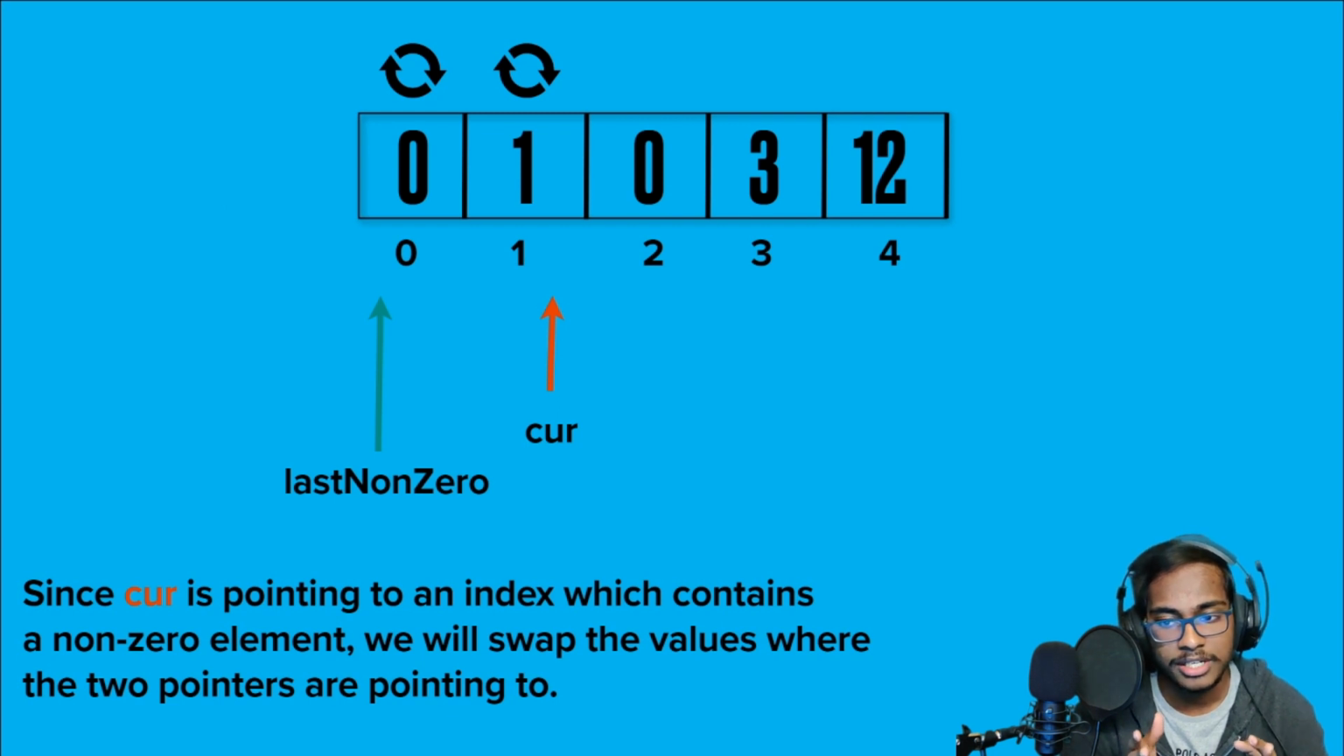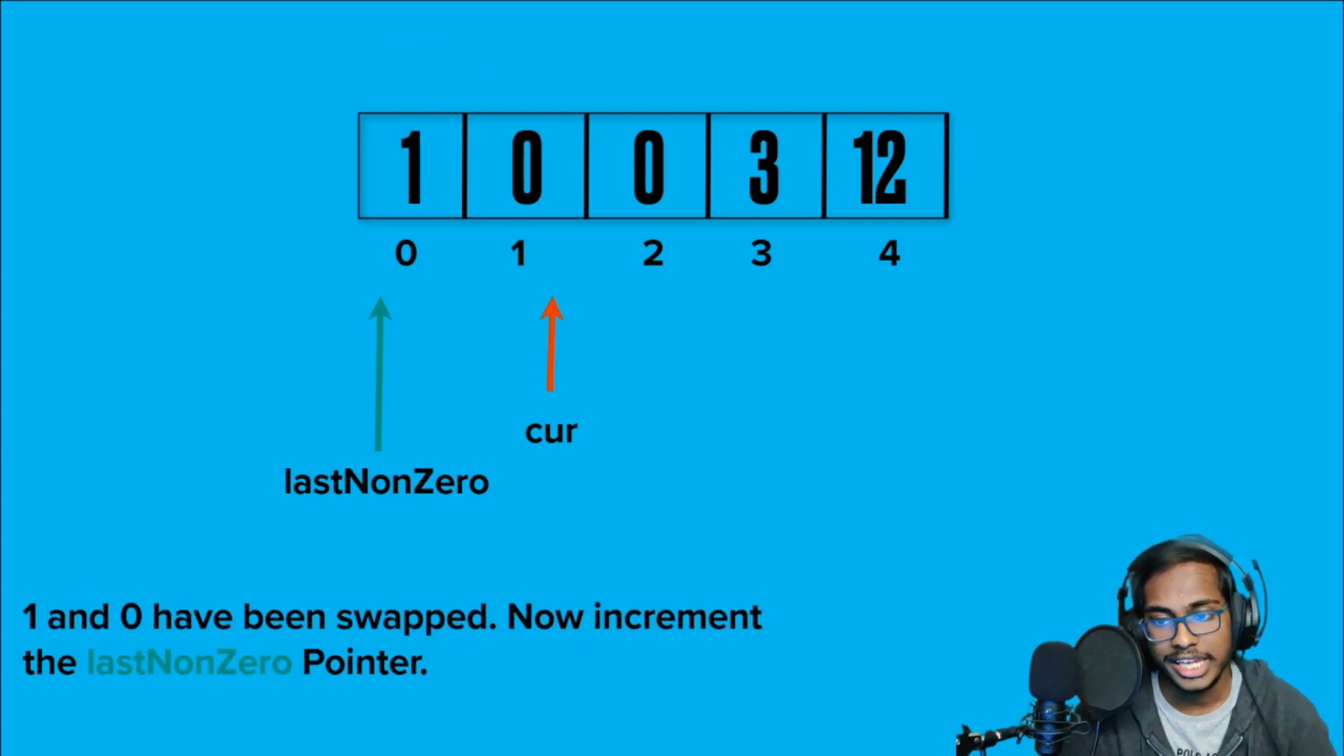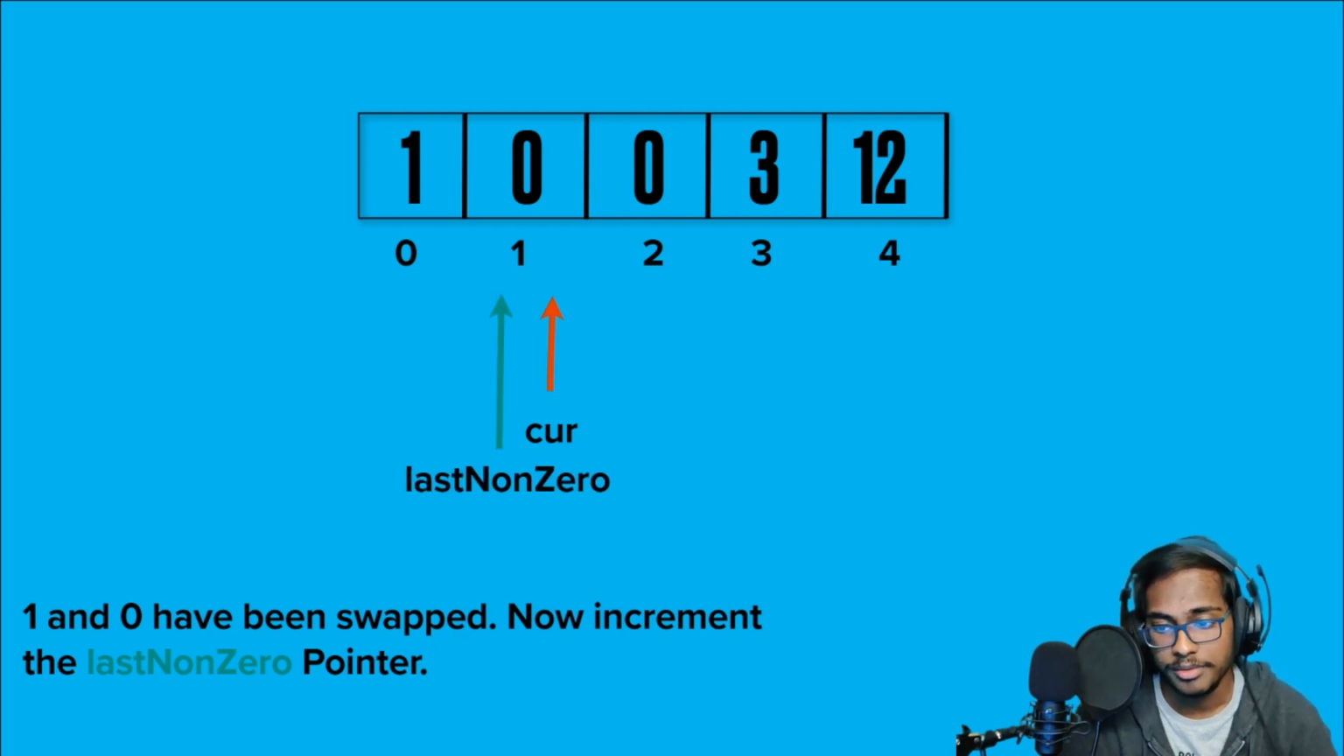Now when we increment cur, we see that it's going to point to 1, which is a non-zero element. So what do we do? We swap 1 and 0 because that is where cur and last non-zero are currently pointing. So after swapping, we get an array 1, 0, 0, 3, 12. Now we know that every time swapping takes place, we need to increment the last non-zero pointer. So that too now points to 1.